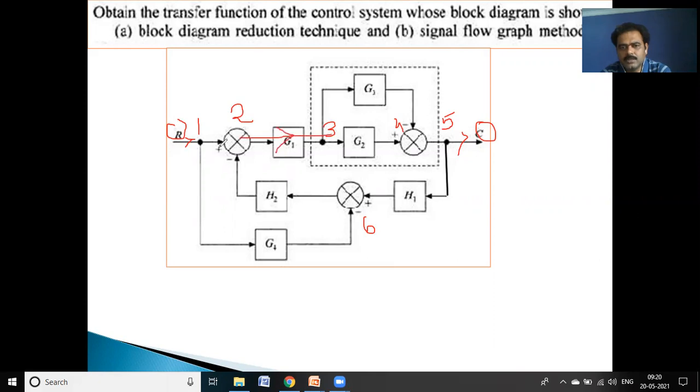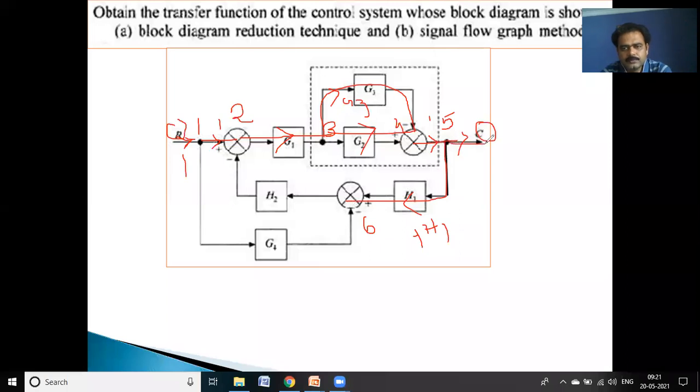Similarly, from here to here G1, from here to here unit value, from here to here it is unit value, from here to here it is G2, and one more G3 in the same direction. So from here to here again 1 unit value. So feedback. So positive feedback here it is, plus H1.